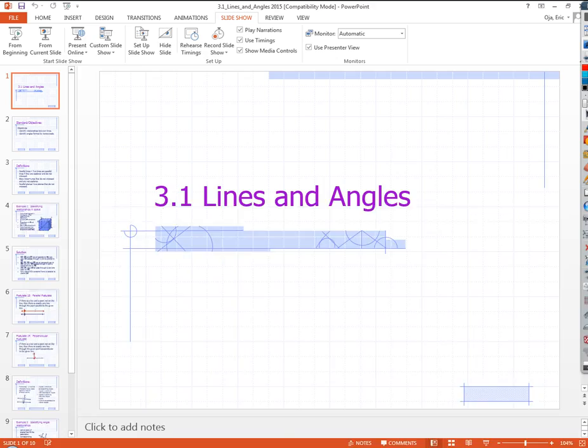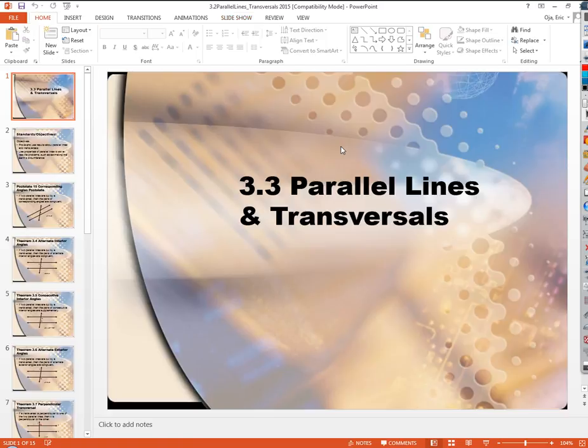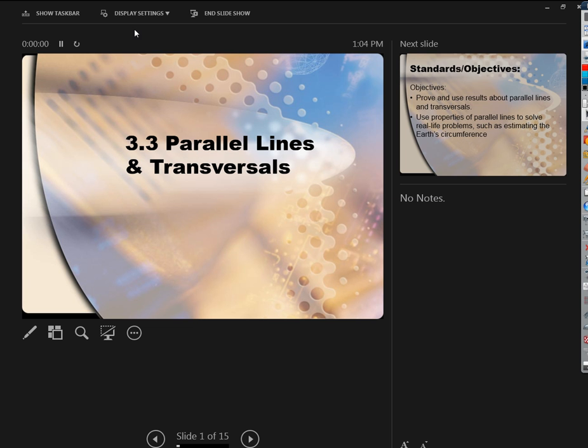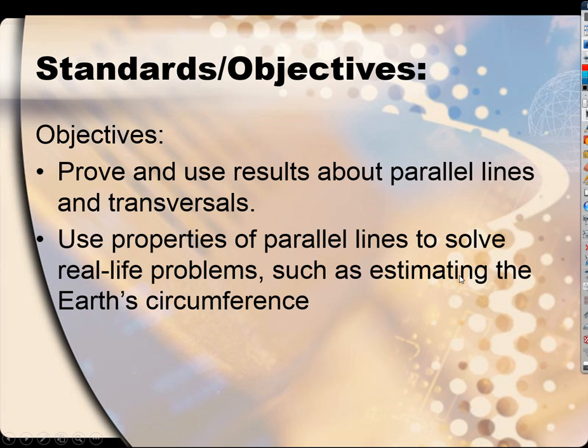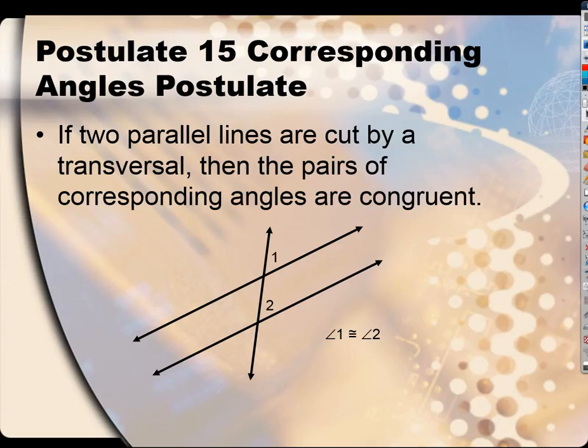Well, one useful thing that we can do is we can explore the situation where parallel lines are cut by a transversal, because then some predictable things happen, some useful things. Okay, so parallel lines and transversals. So we want to prove and use some results about parallel lines and transversals. So for example, this is the first really big thing that we talked about with parallel lines and transversals.